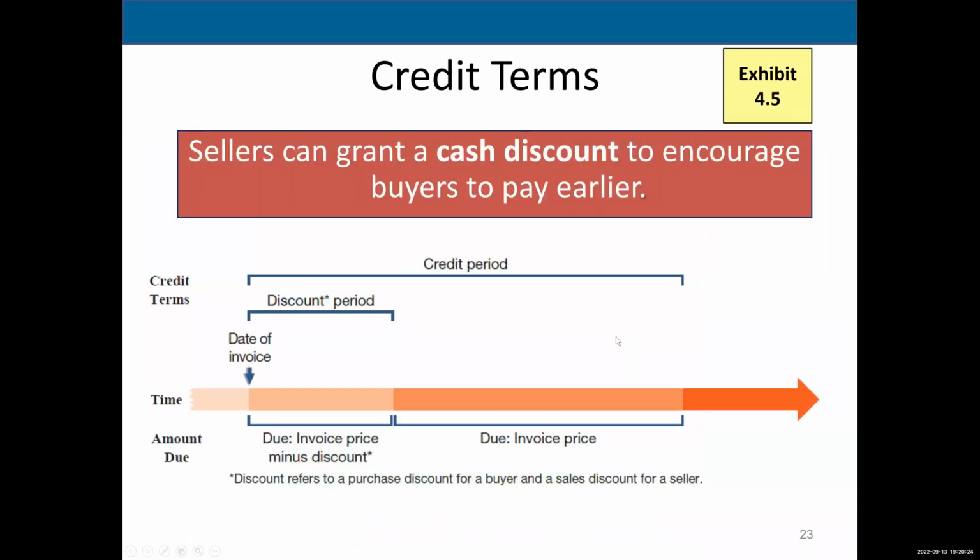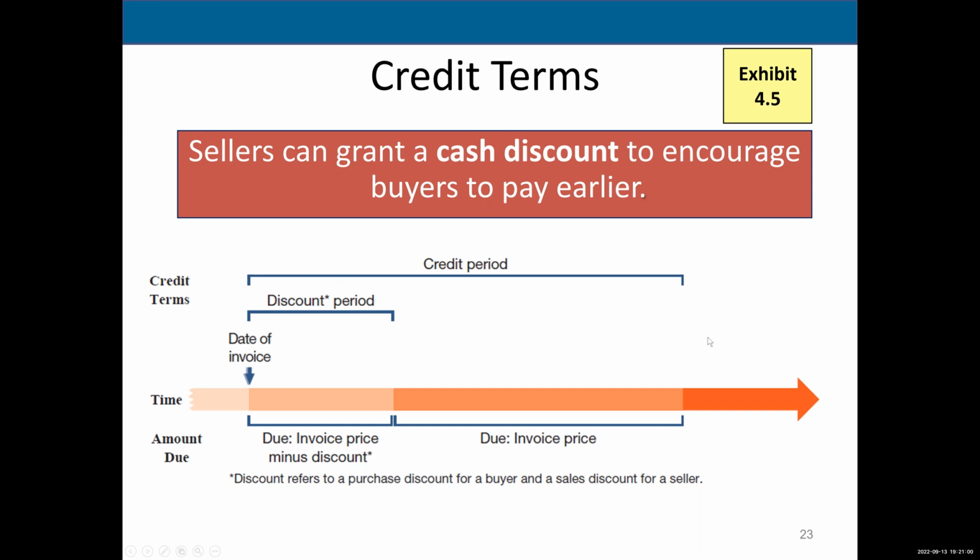Now, this is a graphic of that discount period and the credit period. So I'm saying if it's 2/10 net 30, and if we pay within 10 days, which is the discount period, we can take the discount. So what we pay is actually the invoice price minus the discount. Now, if we don't pay within the discount period, we have till the end of the credit period, which would be 30 days from now, we have to pay the full invoice price, right?